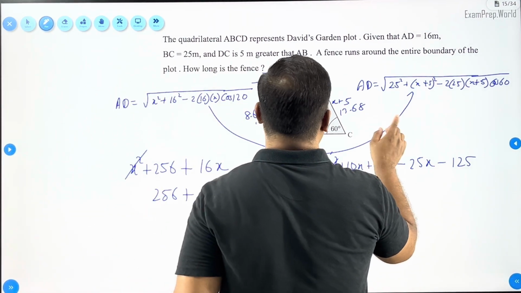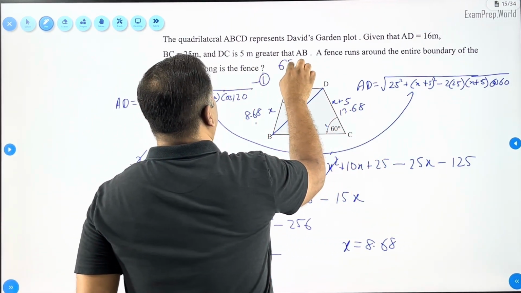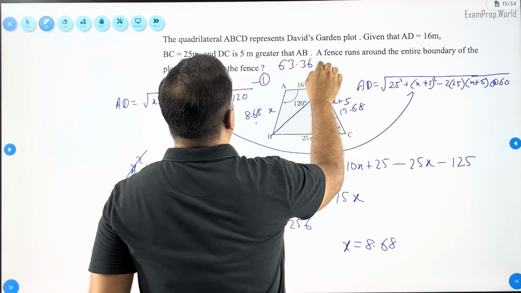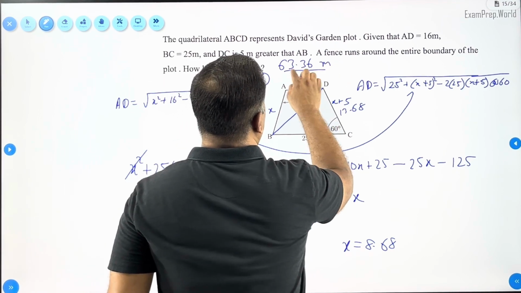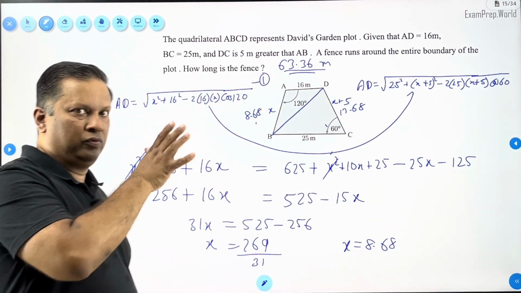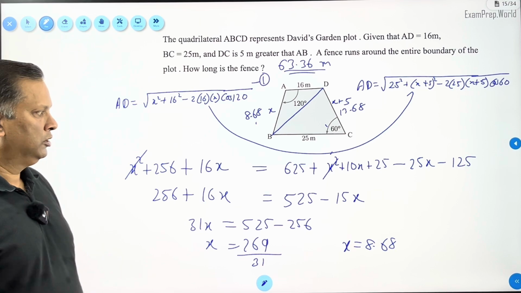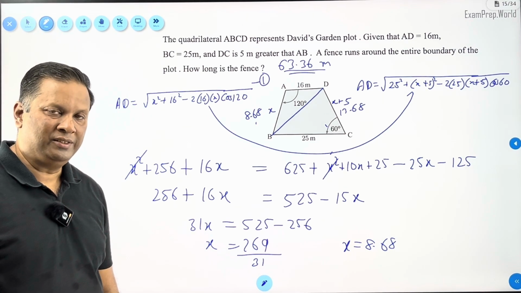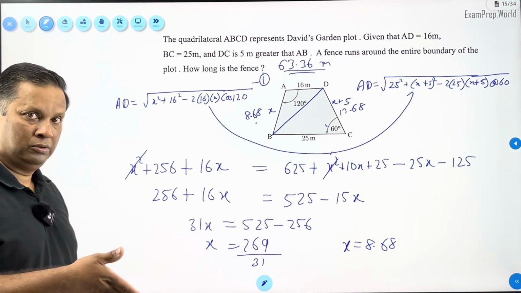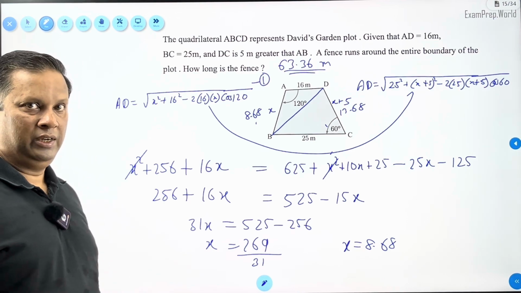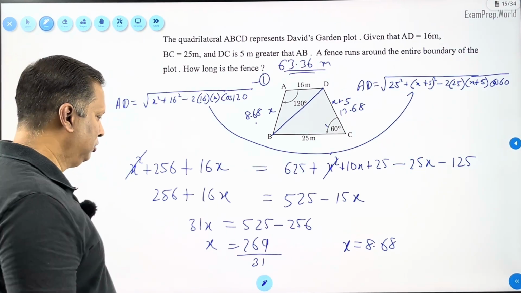63.36. The final answer is 63.36 meters. That's the length of the fence, or the perimeter of this closed shape. Okay? Pause, do it yourself, and you will get it. Now let's see the next question.